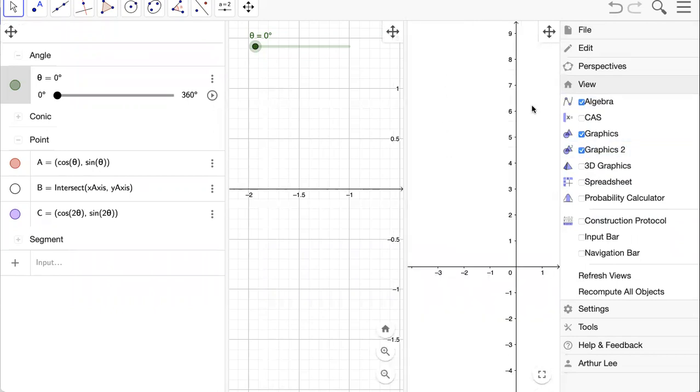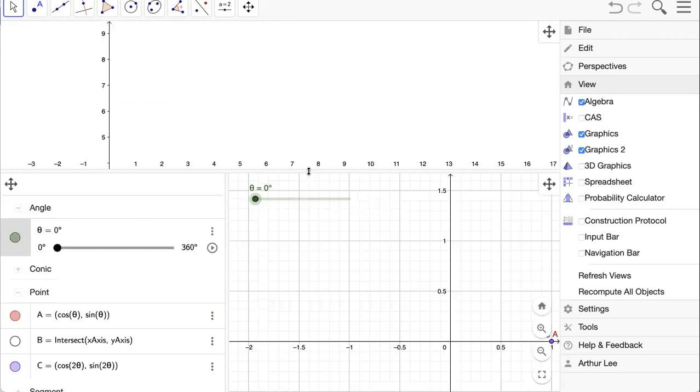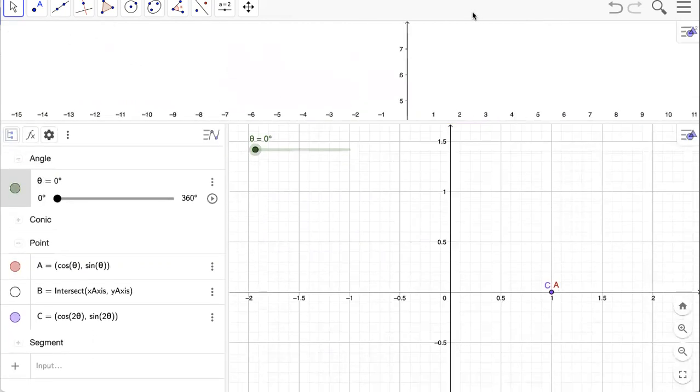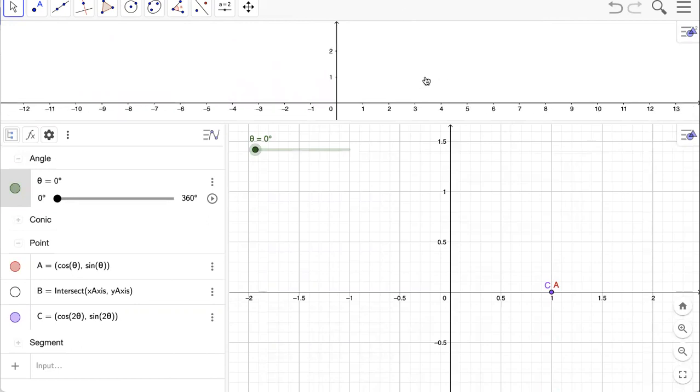Actually, you have a new graphic window besides. Click on this button, the arrows here, to move it to a different position. So in this case, I drag it somewhere above these 2 windows. Okay, you see this? Then you will have another graphic window, and you can put things here in the new graphic window.